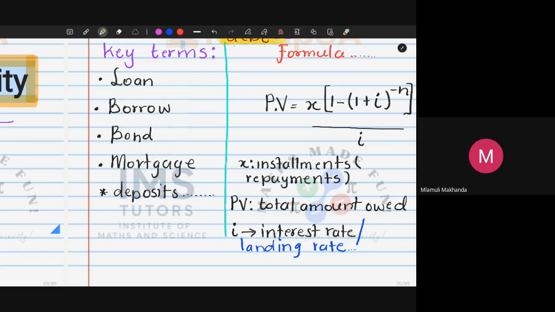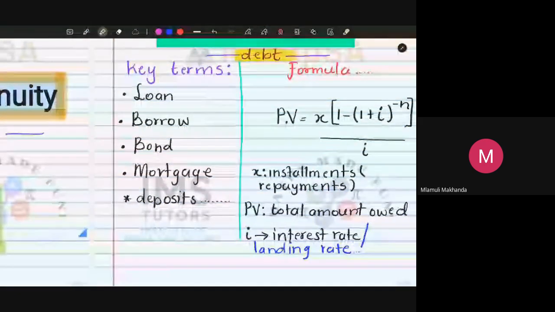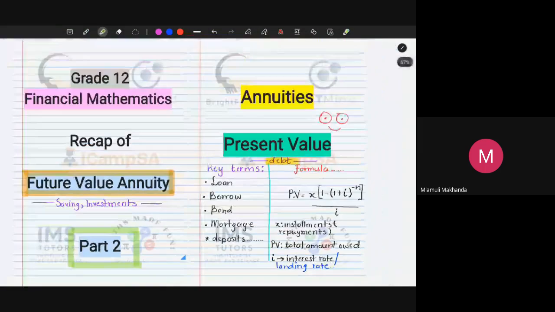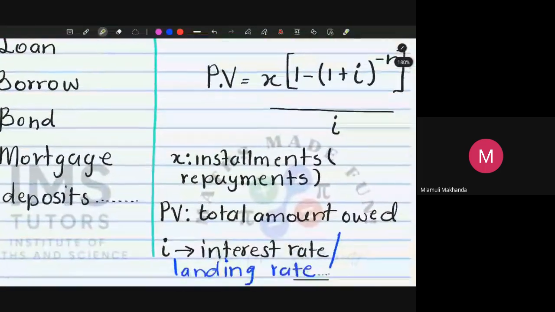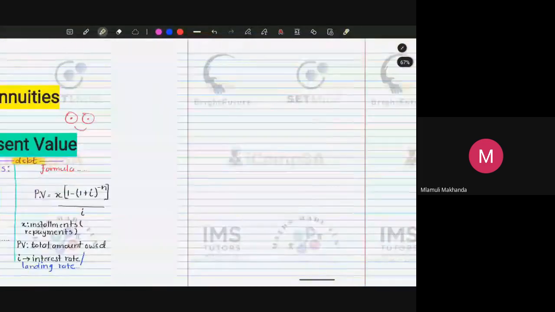So please do not write the right answer but use the wrong formula, for example, the future value formula. I defined X as the installments that we put in, PV as the amount which we owe the bank, and i as the interest rate. Also, in some problems, they will call it the lending rate because we're borrowing money.